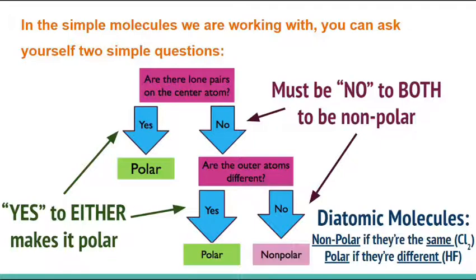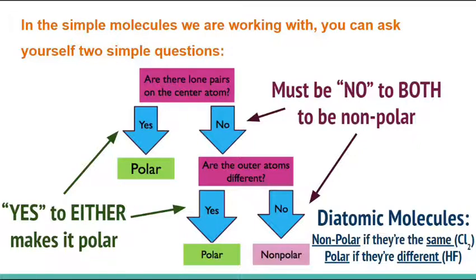And this really just comes back to the bond polarity. If all I've got is 2 atoms bonded together in that diatomic molecule, then the bond polarity will be the molecule polarity. There's no chance of other bonds canceling out the polarity of that bond. So just look and see if the elements are the same, and that will get you that answer.